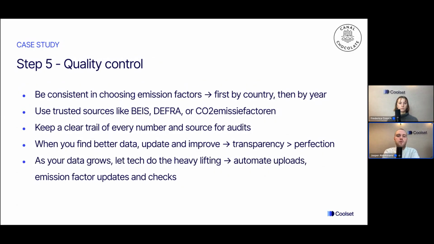And then for step 5, quality control, you need to be consistent in choosing emission factors, first by country, then by year. It's kind of the rule we use at Coolset. You need to use trusted sources like BEIS or DEFRA, which are both from the UK, or CO2 Emissiefactoren, which is a Dutch organization, as you might have heard from the way I pronounced it. You need to keep a clear trail of every number and source for audits. And when you find better data, you need to update and improve, because transparency is better than perfection. And as your data grows, let tech do the heavy lifting, which means automating uploads, emission factor updates, and checks.